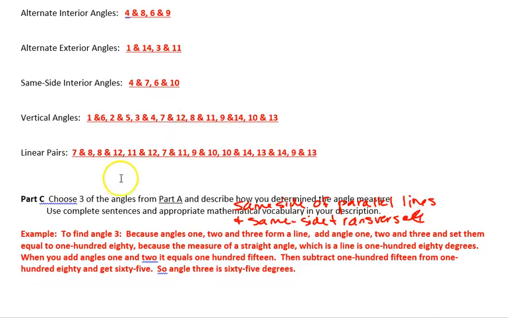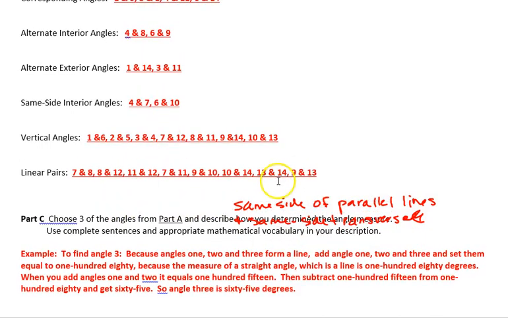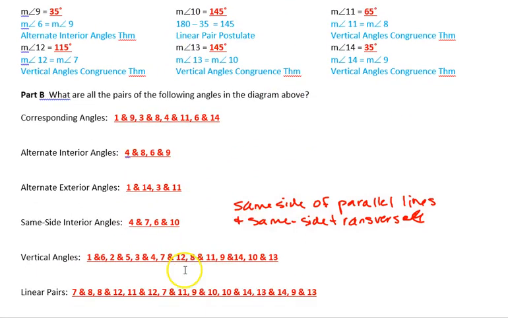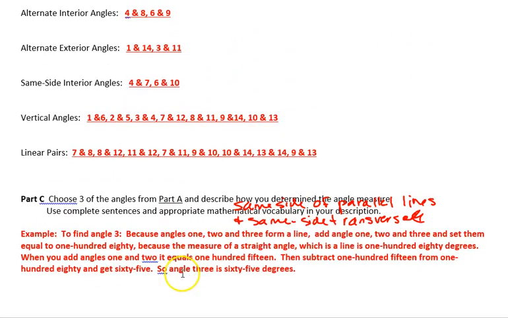Down here for the last part, basically all you need to do when you get down here to this bottom part is the explanation that we did up here. You're just going to write it out down there and then tell me exactly what you did mathematically as well.